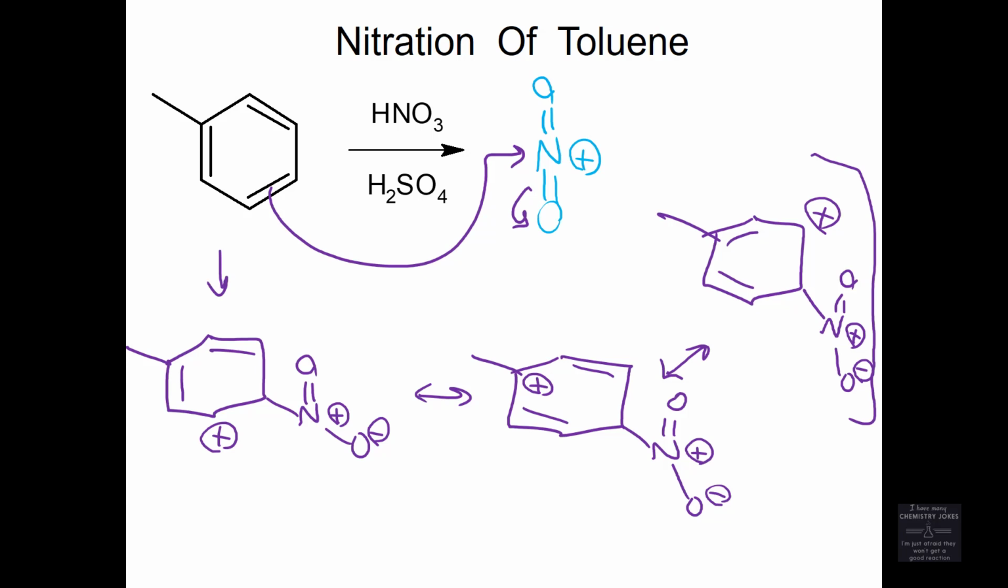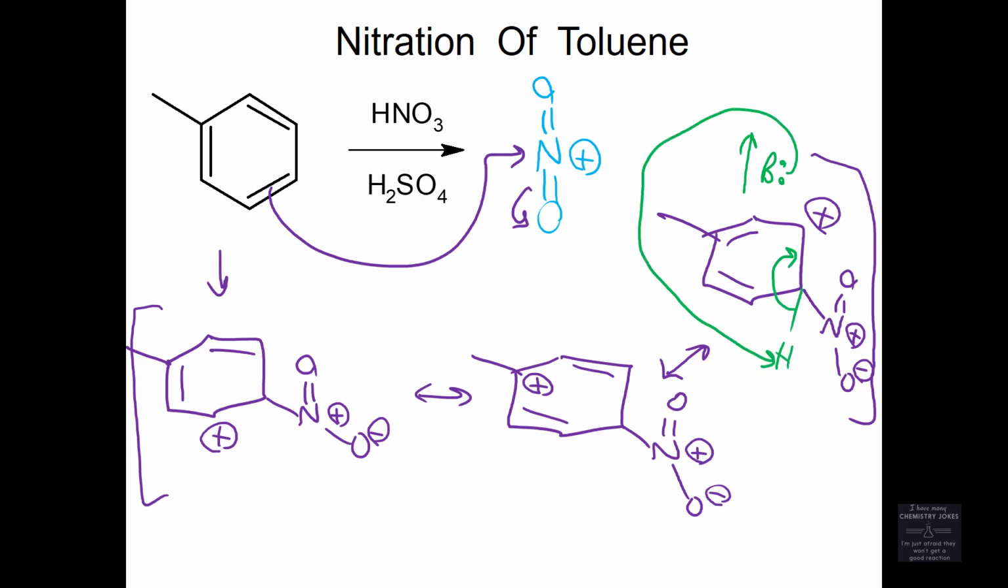This Wayland has three resonances. And then some base in solution comes to take a hydrogen, pluck a hydrogen from the carbon where you just added the new group. And ta-da! Here's para-nitrotoluene.